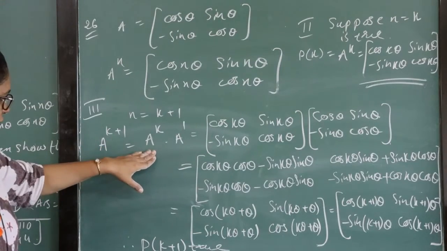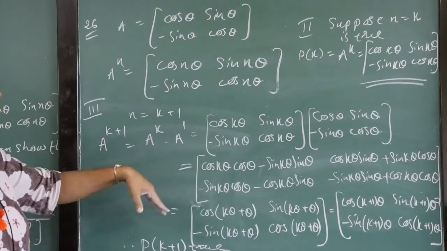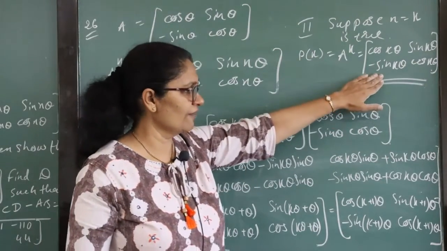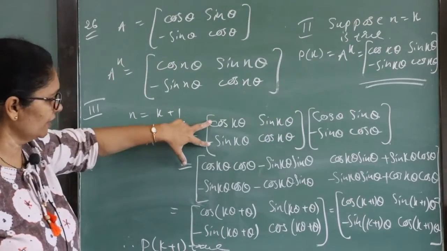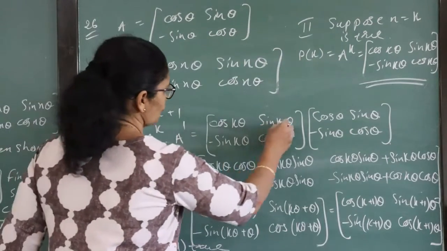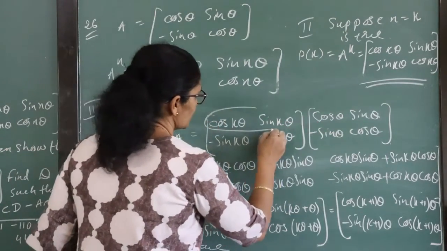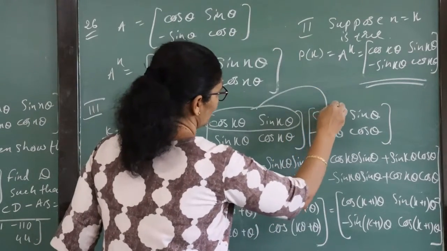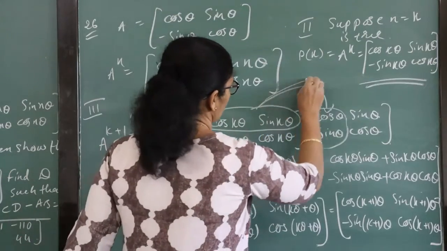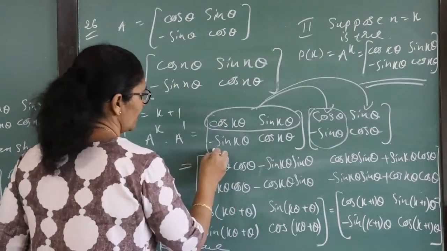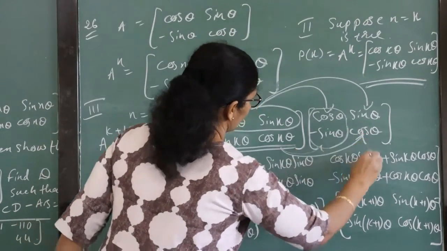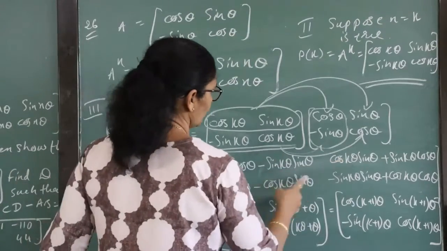So we can split it as A raised to k and A raised to 1. Now for A raised to k, we assumed it, so I have written that term directly. Then your original question A is written. Now this concept is used: first row multiplied with first column. In a similar way, first row, second column; second row, first column; and second row, second column. That way you get 4 terms.